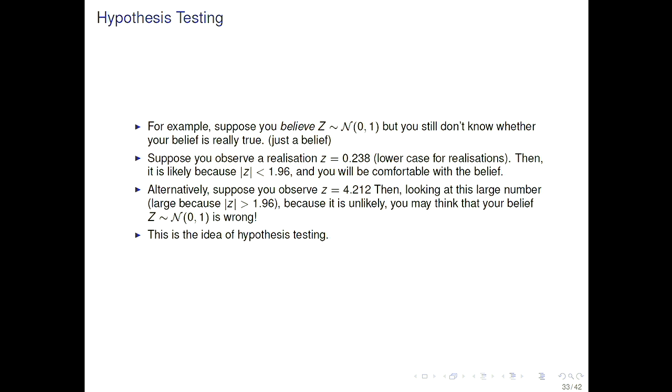And this error probability is called level. You can find it in the slide. So level of the test, or size of the test. Sometimes people say that it's a significance level of the test. So the level is basically the probability of making type 1 error.